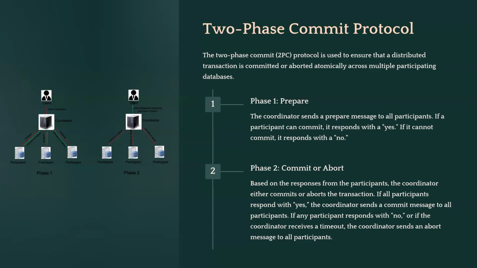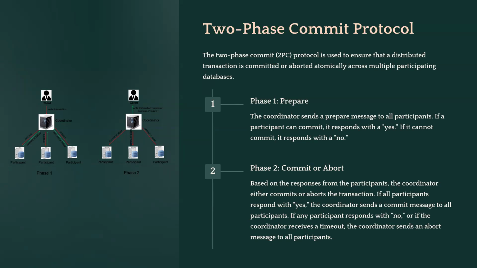So there is the two-phase commit protocol. The two-phase commit protocol, or 2PC protocol, is used to ensure that a distributed transaction is committed or aborted atomically across multiple transactional databases. So there are 2 phases, as the name says. Phase 1 is the preparation phase, where the coordinator sends a prepare message to all the participants. If a participant can commit, it responds with yes. If it cannot commit, it responds with no.